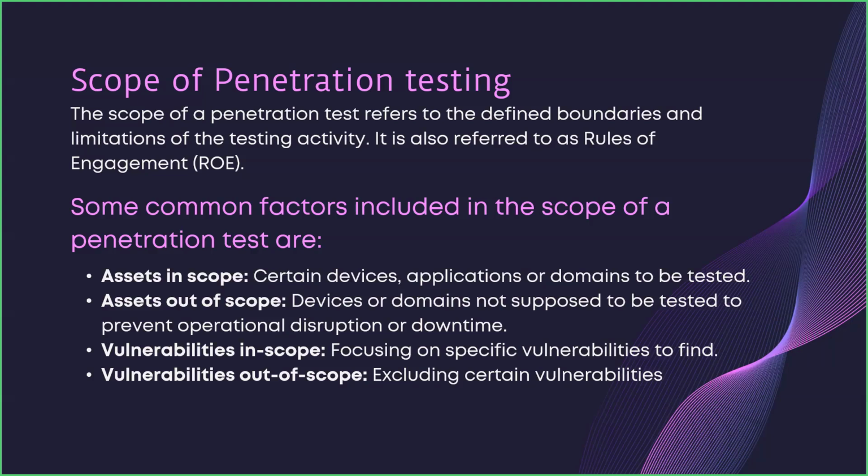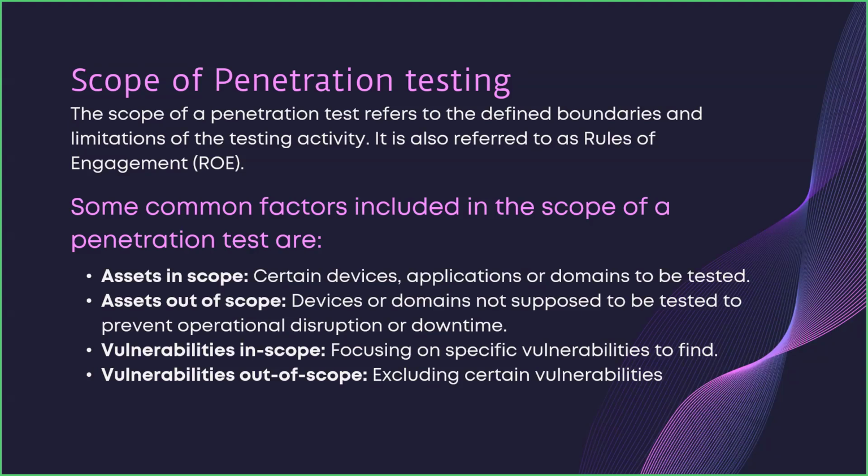Then you have vulnerabilities in scope. The company tells you that you're supposed to find only certain vulnerabilities on that organization's domains, and those are included in vulnerabilities in scope. And then there are certain vulnerabilities that the company tells you not to find. So even if you find those, you're not supposed to report them. The company might have given that task to some other pen tester or third-party client, so they might tell you not to test these vulnerabilities yourself.